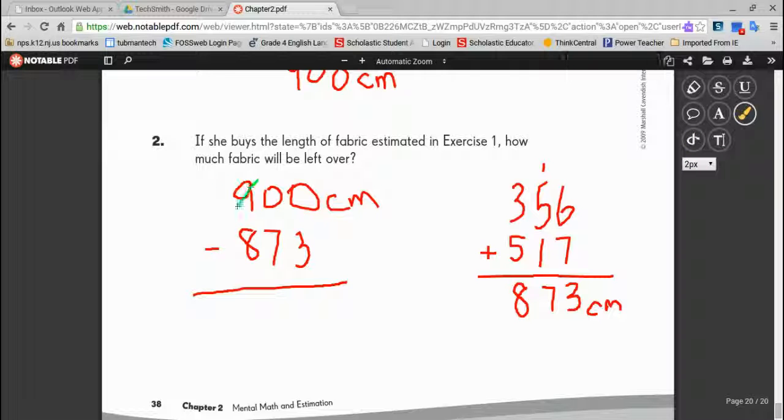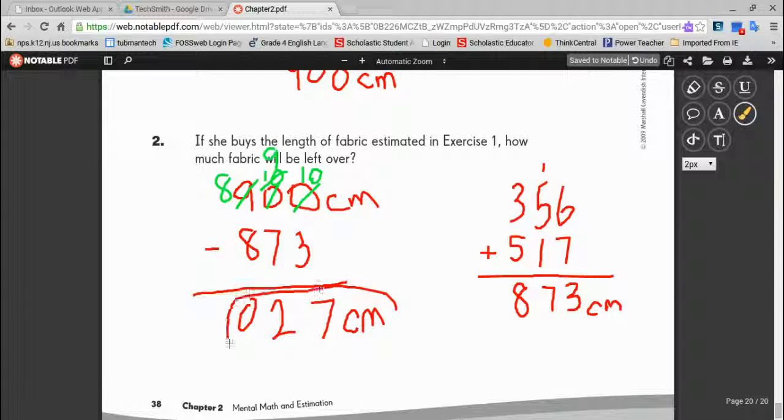I'm going to use a different color. So that means that 900 goes to an 800. 0 tens goes to 10 tens because I'm regrouping that over. And now I can regroup from my tens. My 10 tens will now be 9 tens, and then I would have 10 ones over here. Okay, so 10 minus 3, I'm going to go back to red. 10 minus 3 is 7. 9 minus 7 is 2. And 8 minus 8 is 0. So she will have 27 centimeters left. This is my answer. Okay, and that was page 38.